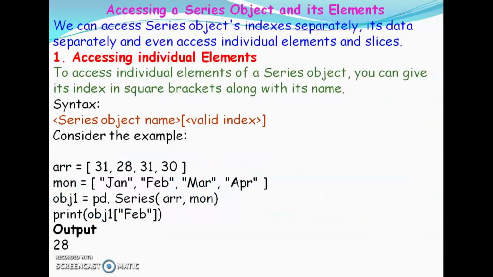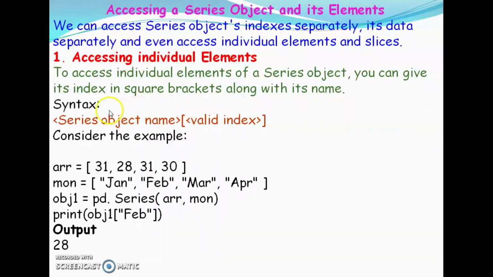Okay. Then the next is accessing a series object and its elements. We can access series object's indexes separately, its data separately, and even access individual elements and slices. First one, accessing individual elements. How can we access the individual elements from the series object? To access individual elements of a series object, we can give its index in square brackets along with its name.